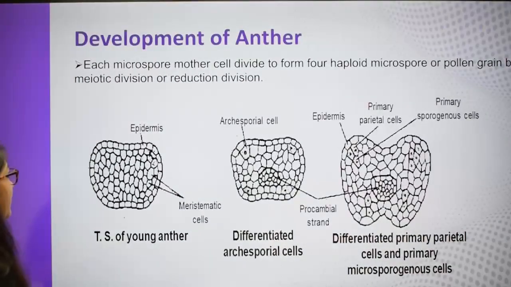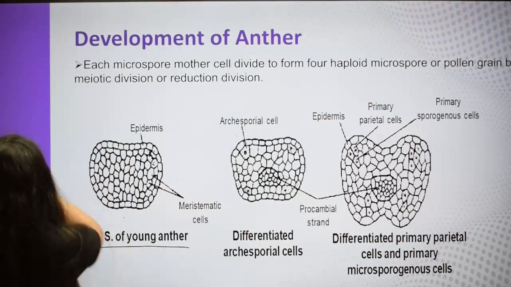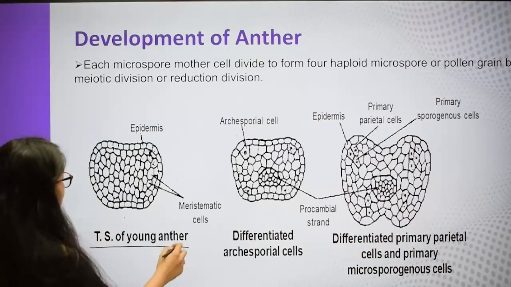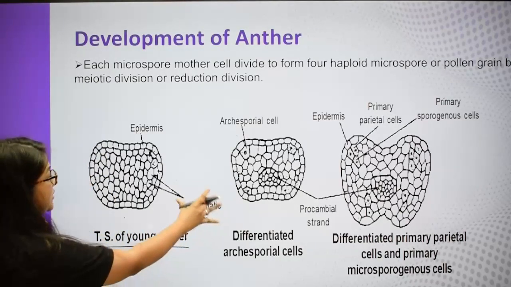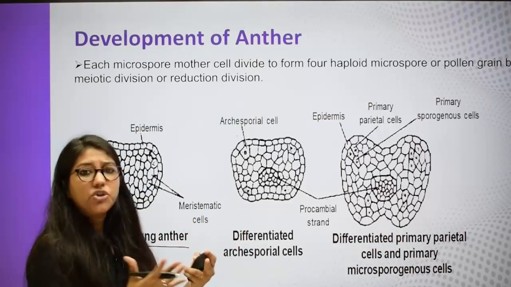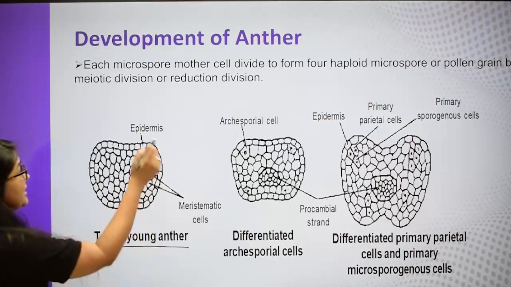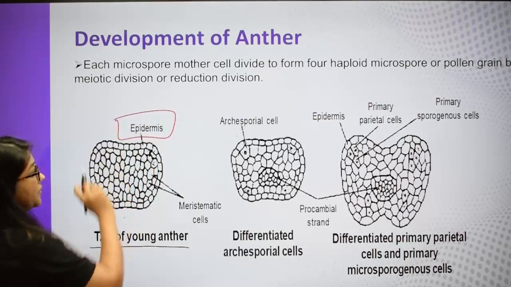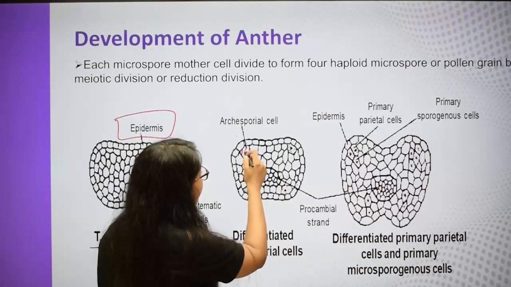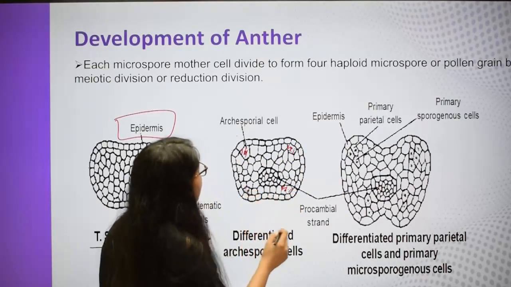Okay, so now see here. This is the epidermis. This is the transverse section of a young anther. This is where we started our story. Transverse section of young anther. These are all the meristematic cells, right? In the earlier stages, it was nothing but a mass of meristematic cells surrounded by epidermis. Look here at the 4 corners. What are we finding? We are finding these prominent cells. What are these cells called?